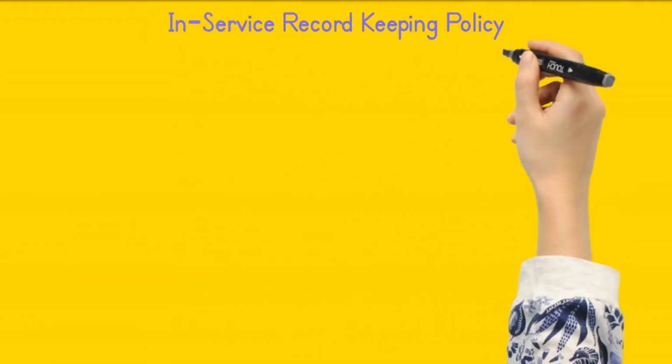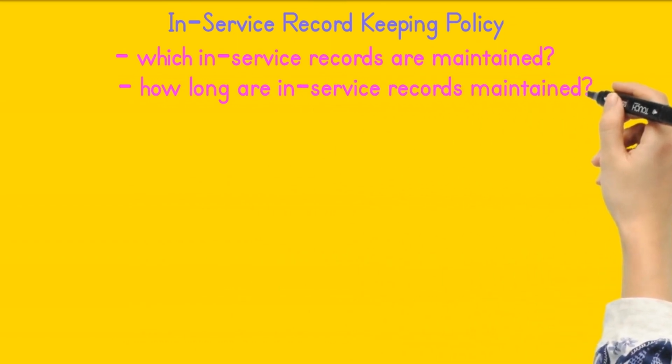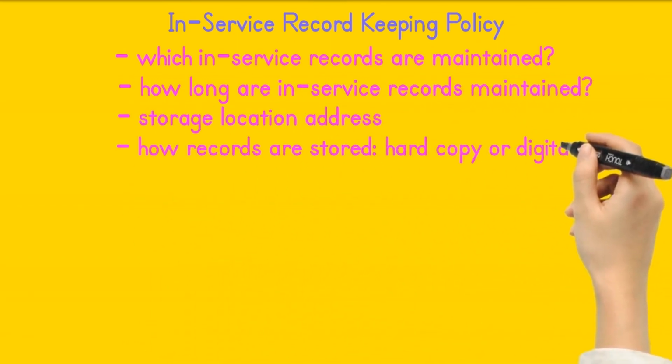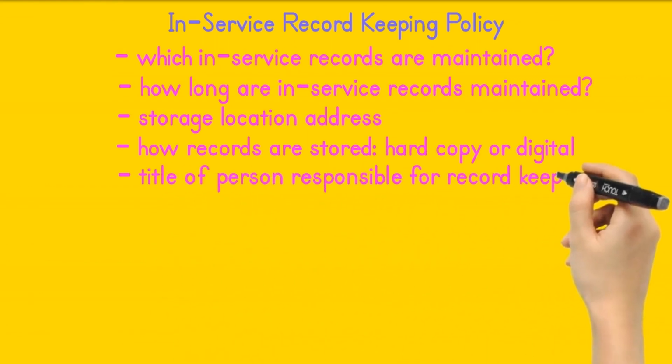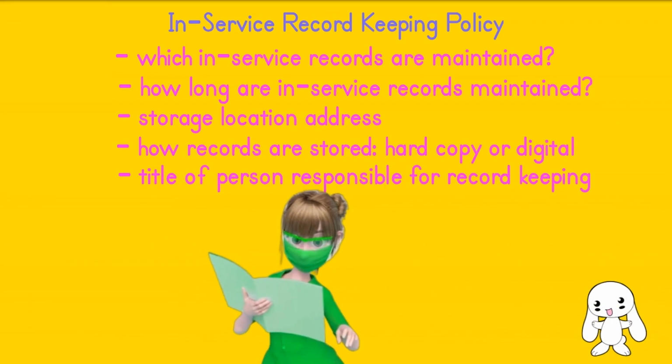The skilled nursing facility record-keeping policy must include the following information: which in-service records are maintained, for example sign-in sheets, lesson plans, written exam, etc. How long are the in-service records maintained? Note there is a 4-year minimum for maintaining in-service records. Storage location address. How records are stored: hard copy or digital storage. The title of the person responsible for the record keeping.